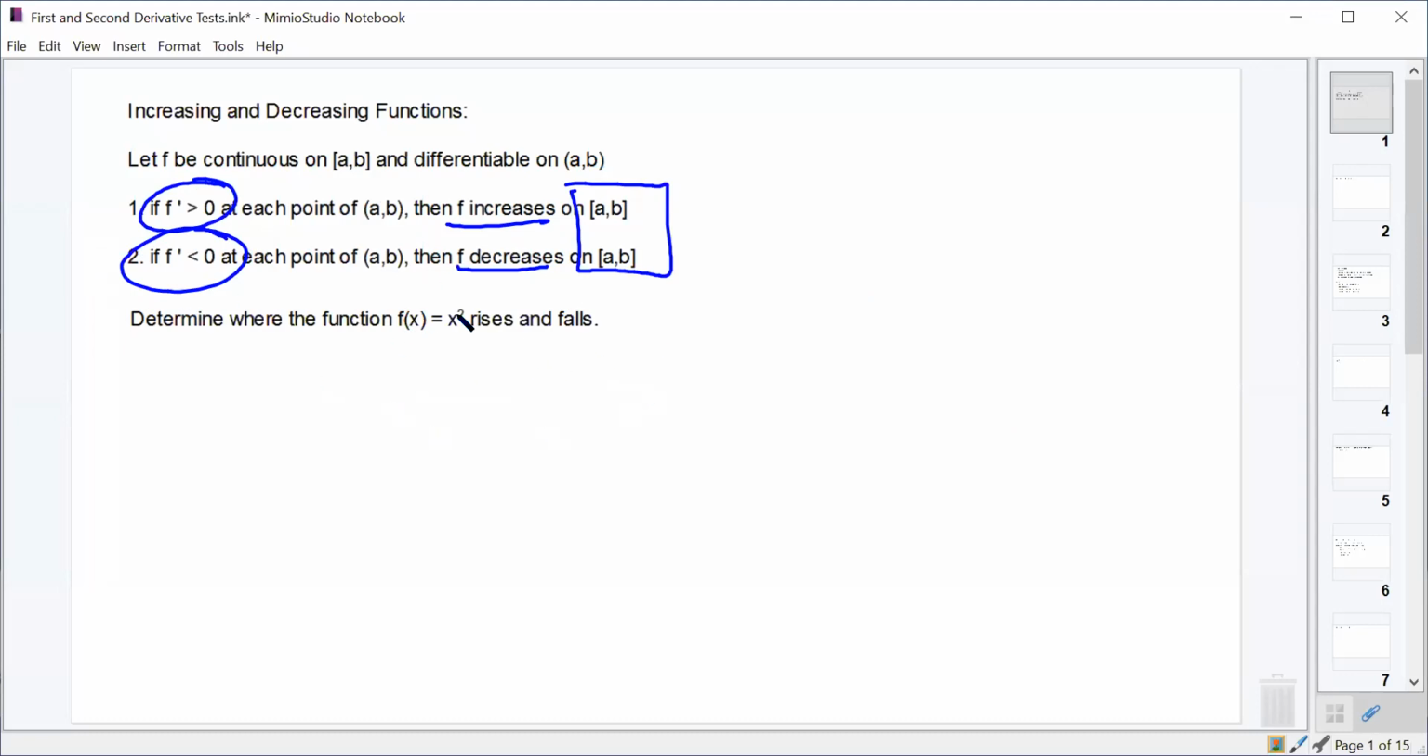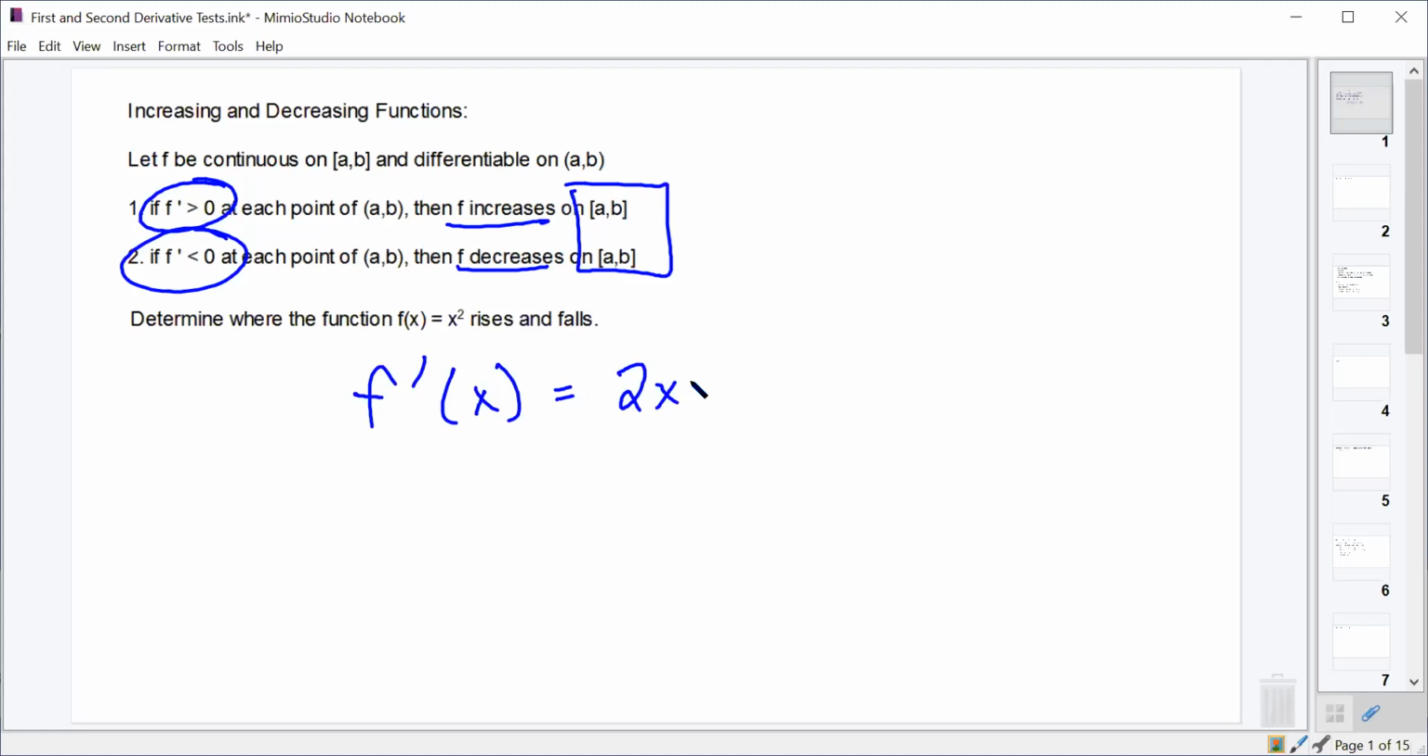So we're going to start with a function that we know a lot about already, the function f of x equals x squared. We should know when that is rising, or increasing, and when it's falling, or decreasing, already. But we're going to use what we call the first derivative test, which means we're going to take the derivative of it. And what's f prime of x? 2x.